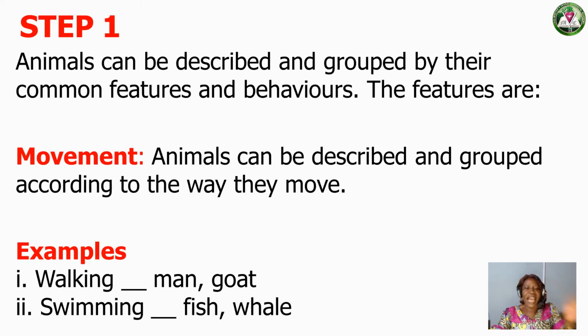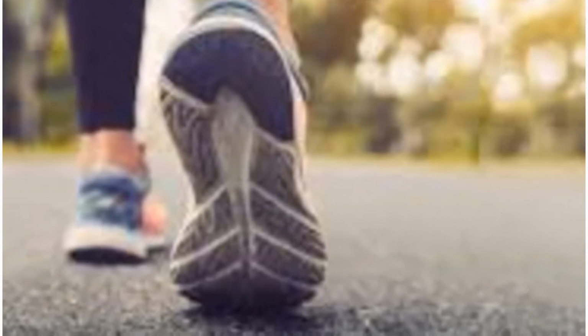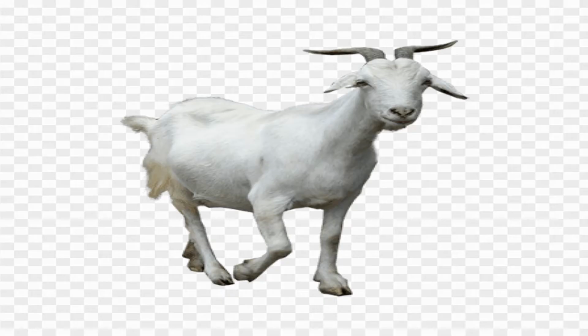Now, let's look at these examples. Walking. Some animals walk. Example of animals that can walk: man. You may ask me, is man an animal? Yes. Man is a higher animal. So, examples of animals that can walk are man and a goat.